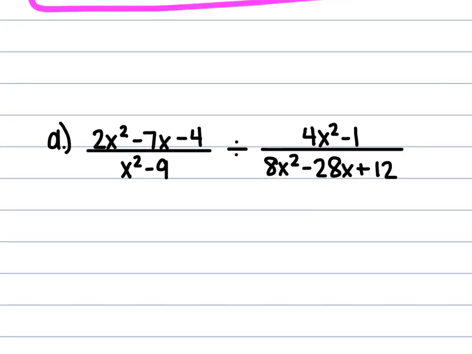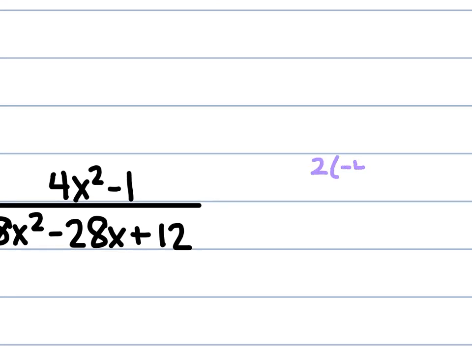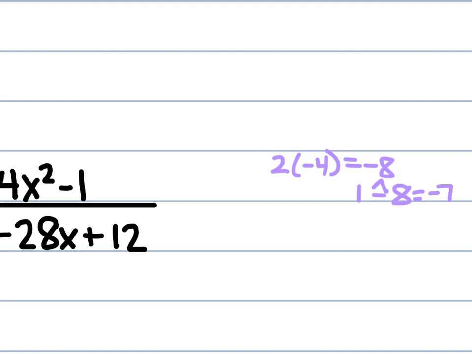For our next example, we have 2x squared minus 7x minus 4 over x squared minus 9 divided by 4x squared minus 1 over 8x squared minus 28x plus 12. So if we factor these here, with the 2x squared minus 7x minus 4, we can do the 2 times the negative 4. 2 times negative 4 is negative 8. The factors of negative 8 that add up to be a negative 7 are a positive 1 and a negative 8. So this is going to be 2x squared plus x minus 8x minus 4.